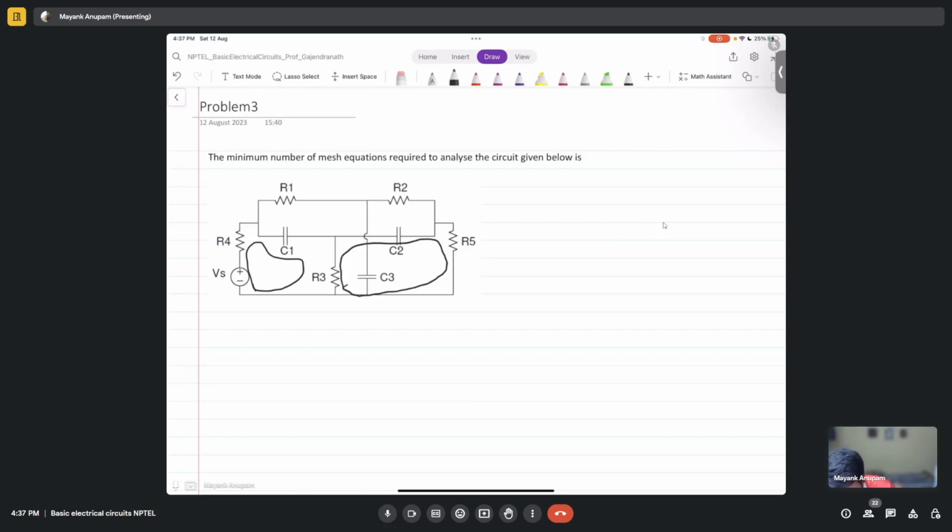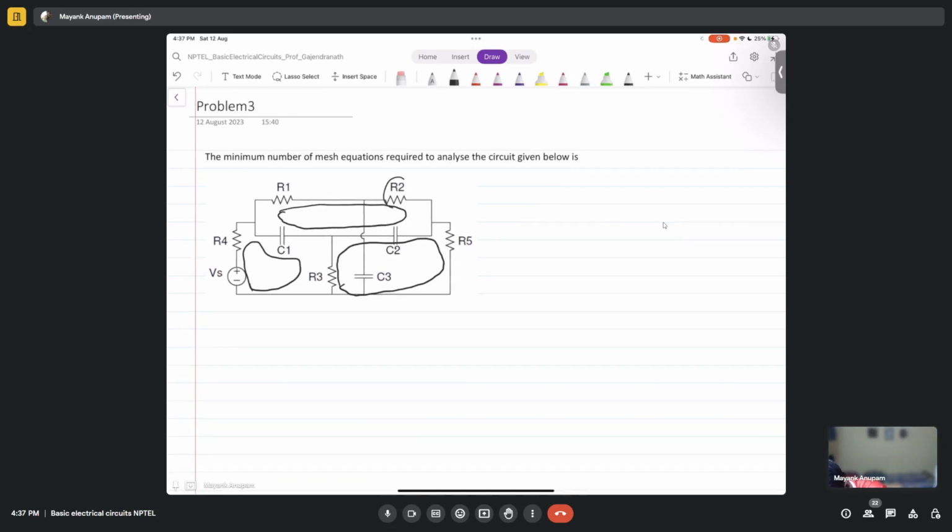Third mesh is R1, R2, C1, C2, sir. Yes, it is another mesh. Last mesh, the fourth mesh, is R2, R5, and C3. Actually, I shifted the C3 lower node to R1, towards R3, R5. Which one is the last mesh? R2, R5, C3. R2 is this one, R5 is this one, and then C3, sir.